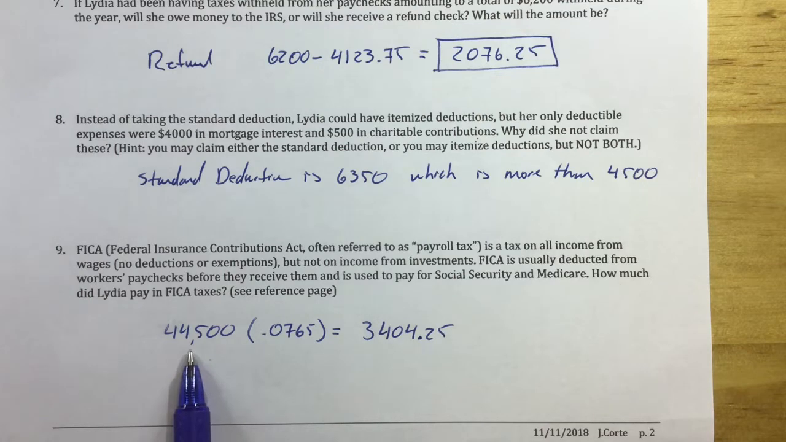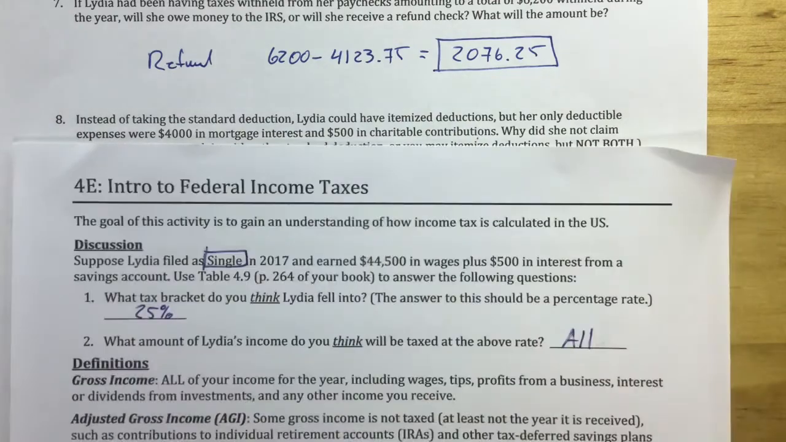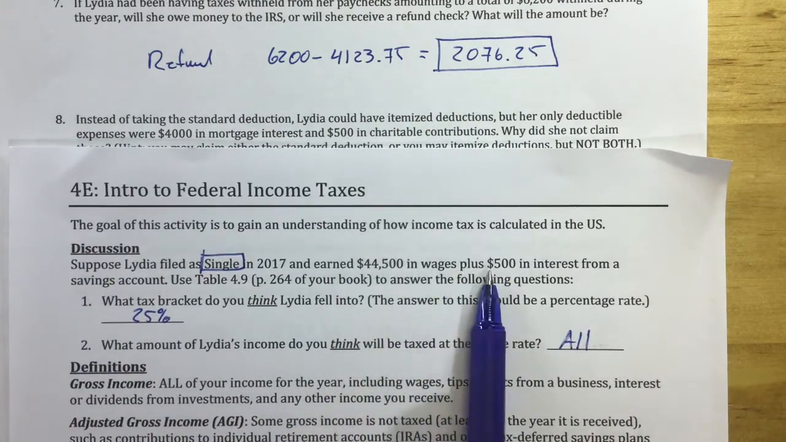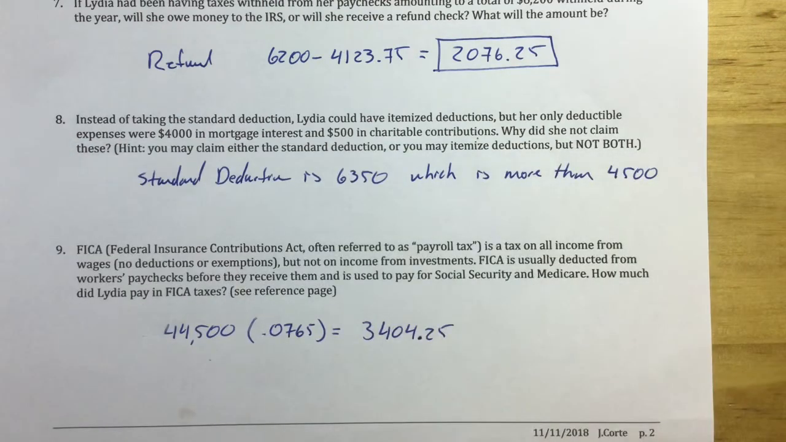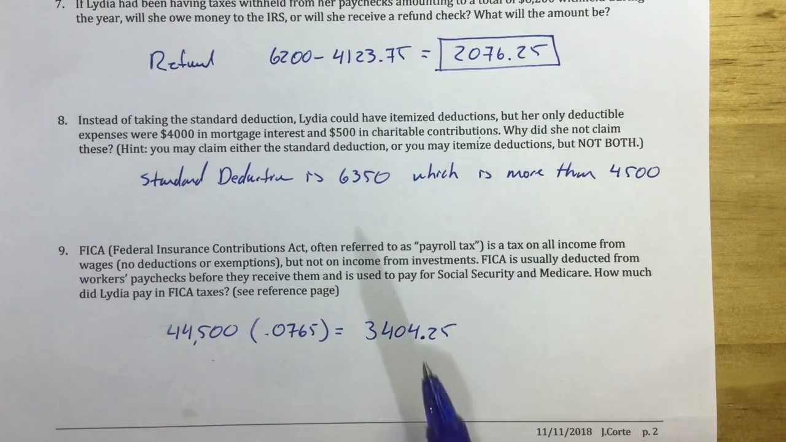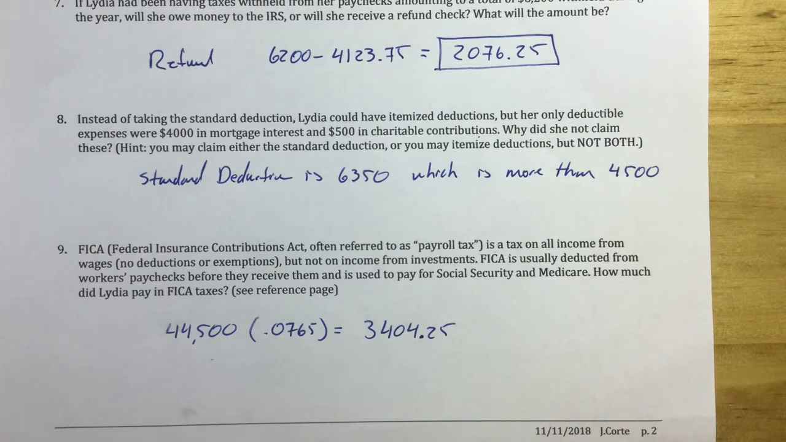It's only going to be the $44,500 because that other 500, we're going to go all the way back to the beginning of the activity. The 500 was interest from a savings account. So that stuff is not part of FICA. It's only going to be the wages portion of it there. Anyway, calculate, and that gives you that number there.